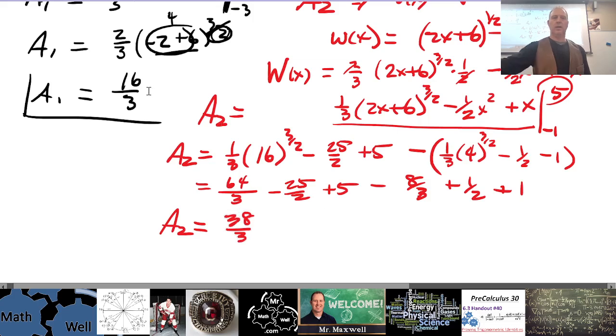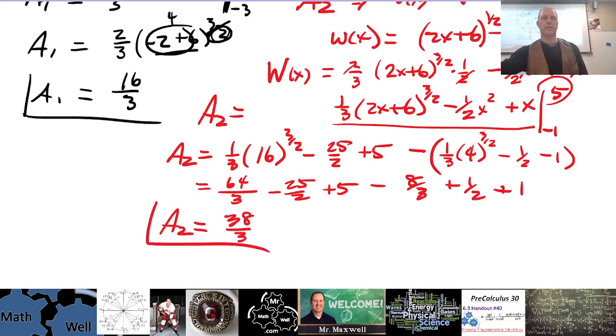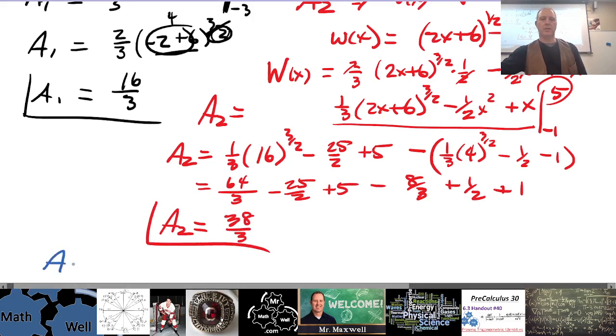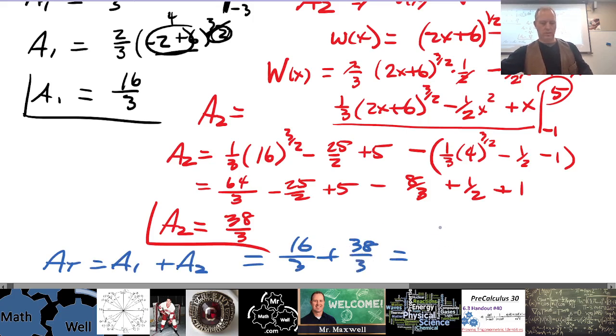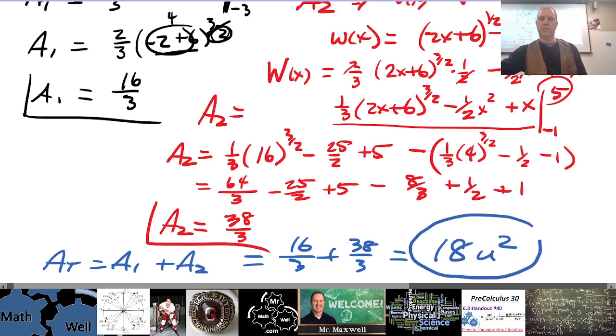So now we add area 1 and area 2, and that should be our area. So area total, area 1 plus area 2, is 16/3 plus 38/3, which is 54/3, which is 18 units squared. Oh, praise the Lord. That's what I got doing the other method.